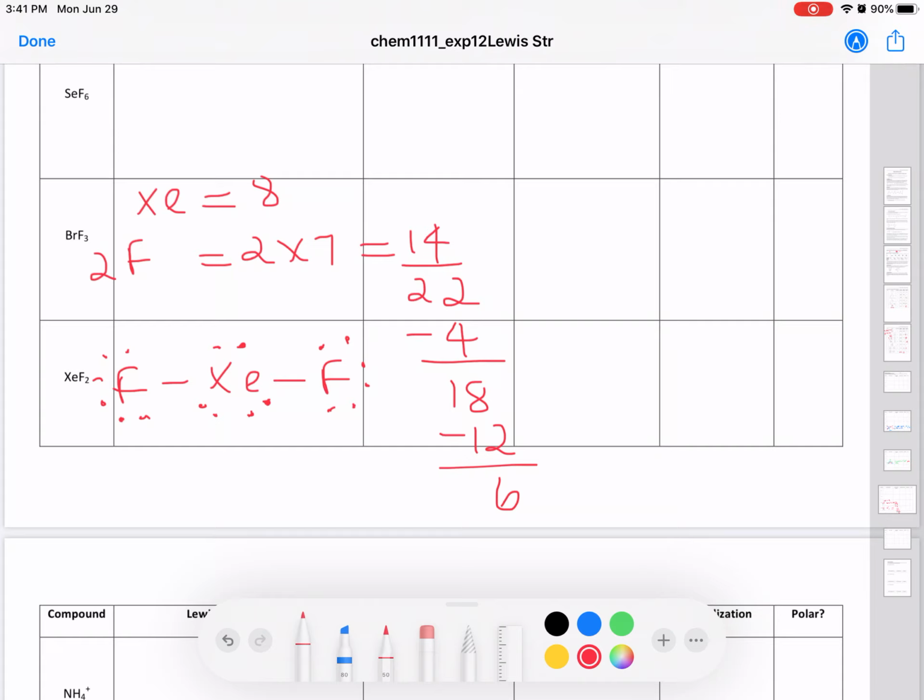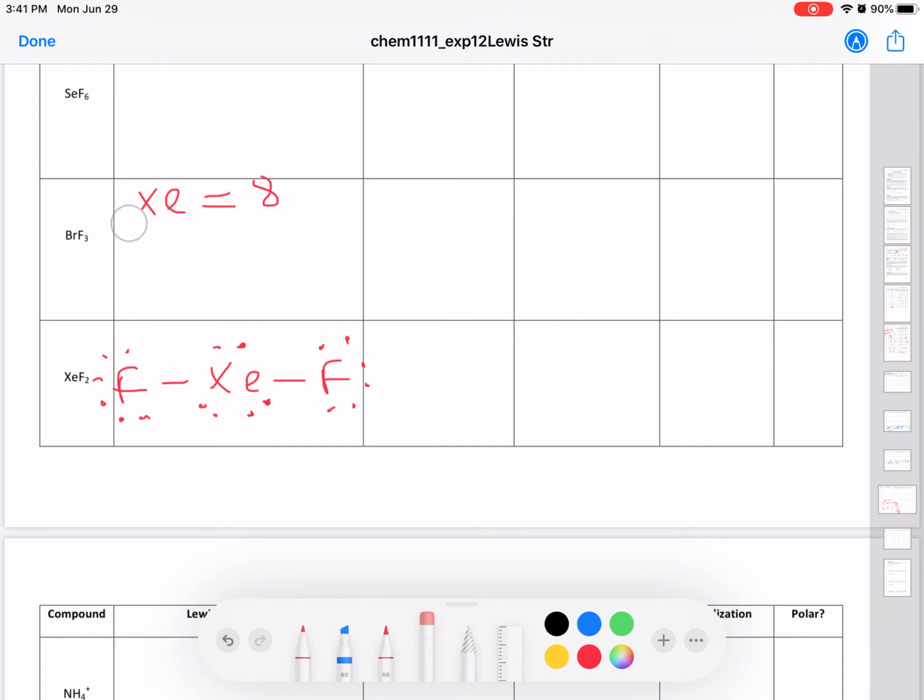And then you're going to find out what is the electronic geometry. To find out the electronic geometry, we need to know how many electron groups are around xenon. How many electron groups are there? So this is 1. We always look at the central atom. So the central atom is Xe. There's 1 group, 2, 3, 4, 5. So there are 5 electron groups.